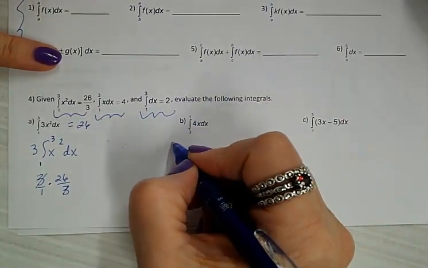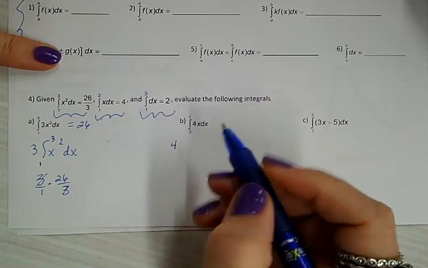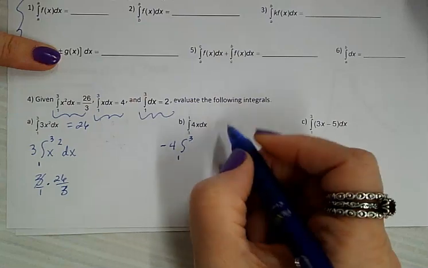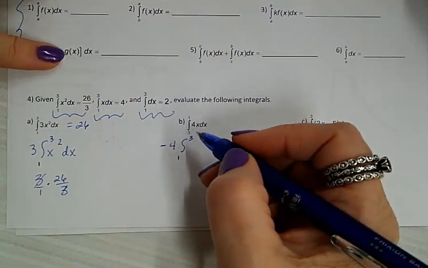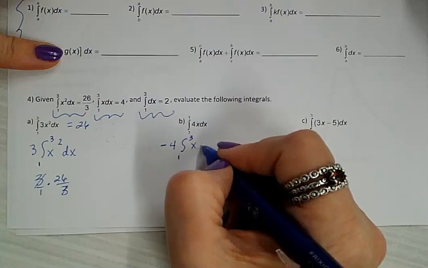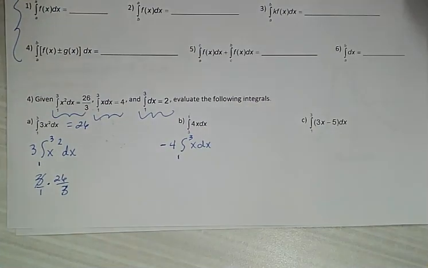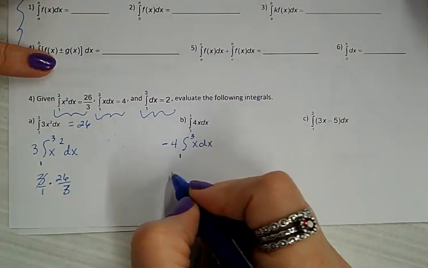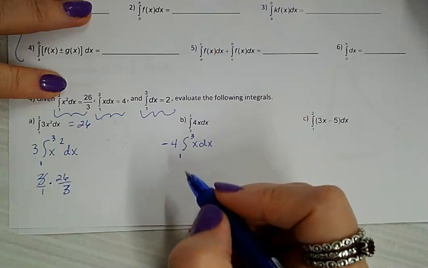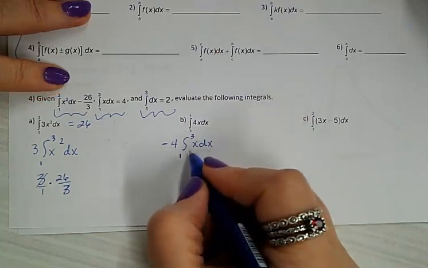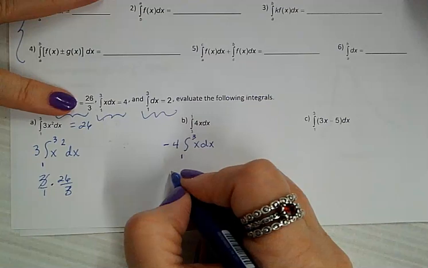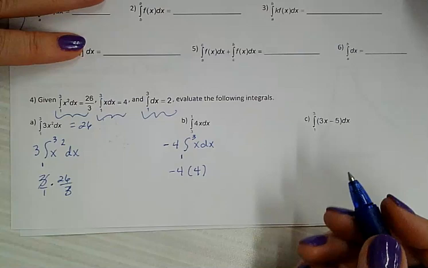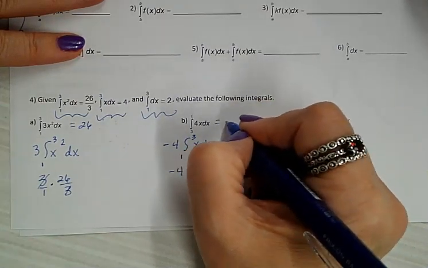So the first thing I'm going to do is bring out my 4, and then I'm going to change my boundary so that becomes negative, and now I'm going from 1 to 3, and I brought the 4 out, so what's left inside is x dx. Okay, so I can see from 1 to 3, x dx equals 4, so I'm going to have -4, and then I'm going to have the value in here of 4. So -4 times 4.